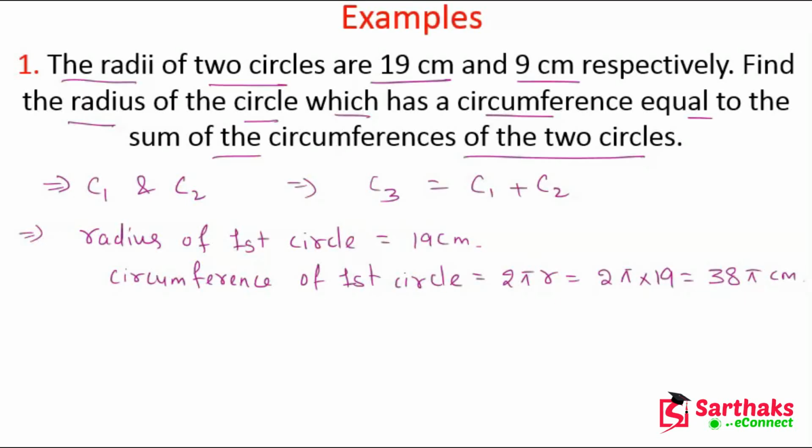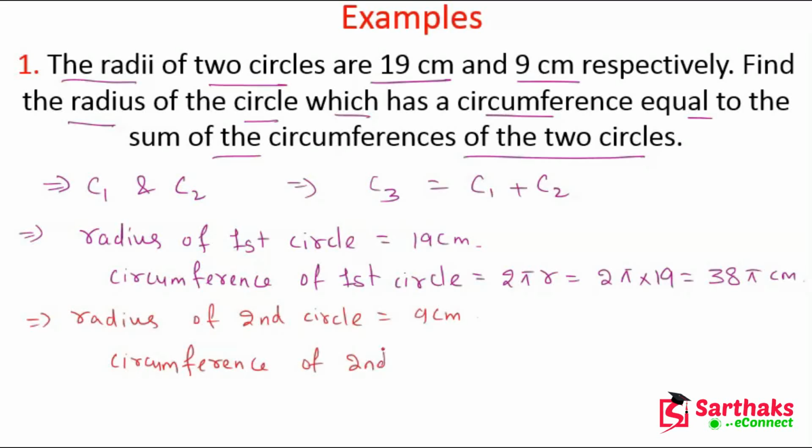So now the radius of the second circle is what? 9 centimeter. So the circumference of the second circle is again 2 pi r, and this becomes 2 pi into 9. So this will be 18 pi centimeter. Okay, my dear friends, I hope you get this point.